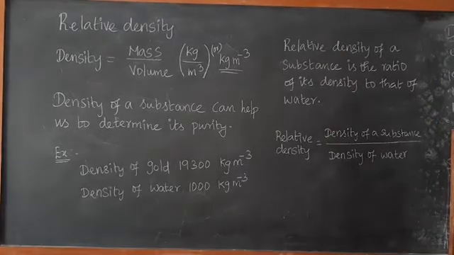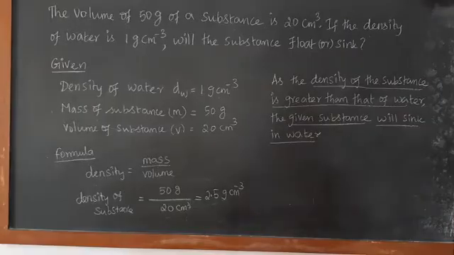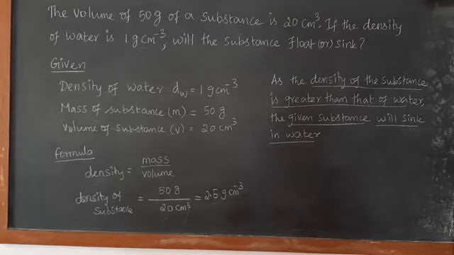And we are going to solve problems using this relative density. Moving on to the next problem. The volume of 50 gram of a substance is 20 centimeter cube. The density of water is 1 gram per centimeter cube. Will the substance float or sink?